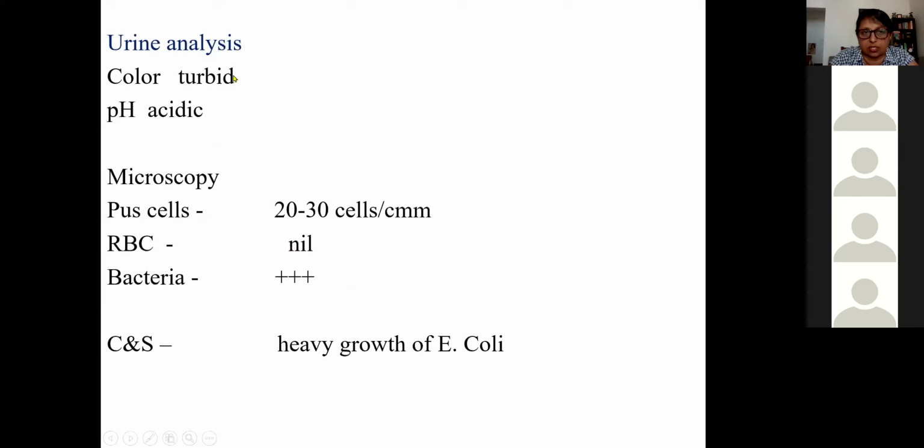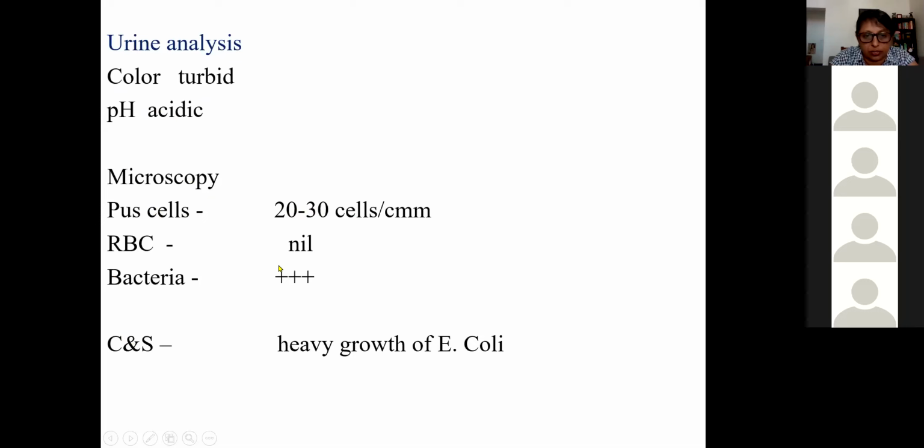So that is suggestive of infection. Number two, it is pus cells. Pus cells usually up to 5 may be there because we can allow that. But here it is 20 to 30 cells. So that itself is another point showing that it is infection. If you are having this much, you can assume that it is having some infection. Then you send the urine for culture and sensitivity.